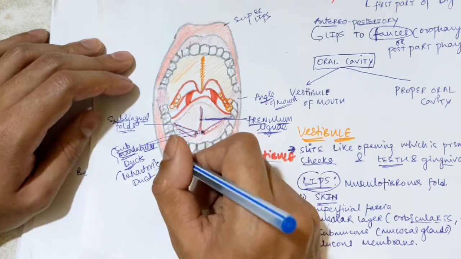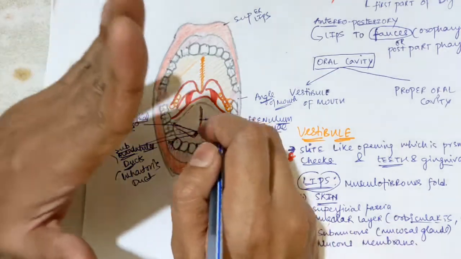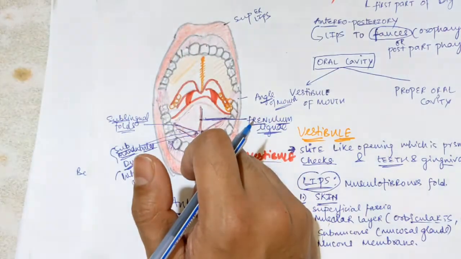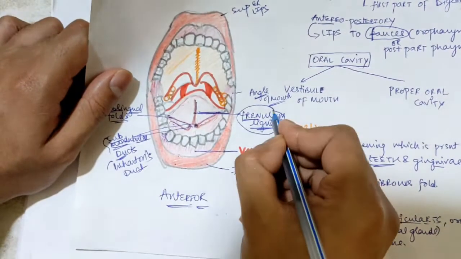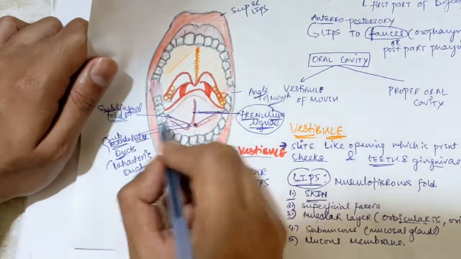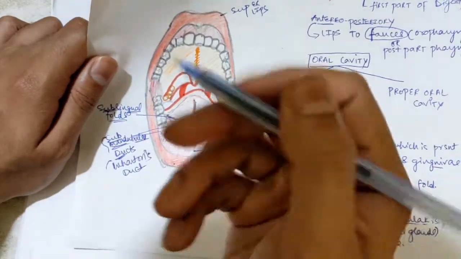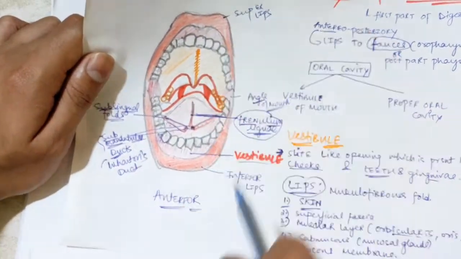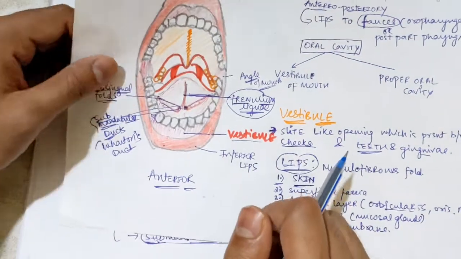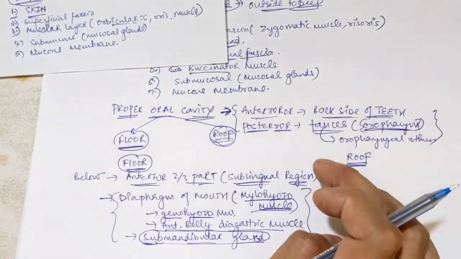Where your submandibular ducts open, that will be present just beneath your tongue. That is called the sublingual region. One structure is the frenulum linguae beneath your tongue, and the sublingual folds will be the basis for the opening of our submandibular ducts. So this much is clear for our floor.